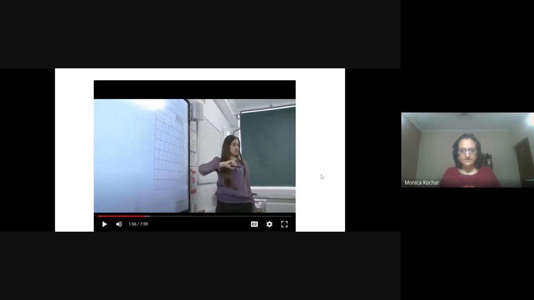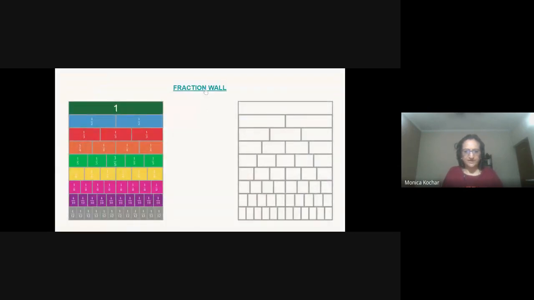Okay. So let's go to the tool that she's using. And it's a fraction wall. How many of you have already used this? I'm not very aware of your CPA action plan or works. So if you have used it, please feel free to share. Otherwise, you can download it. It's in the chat box.